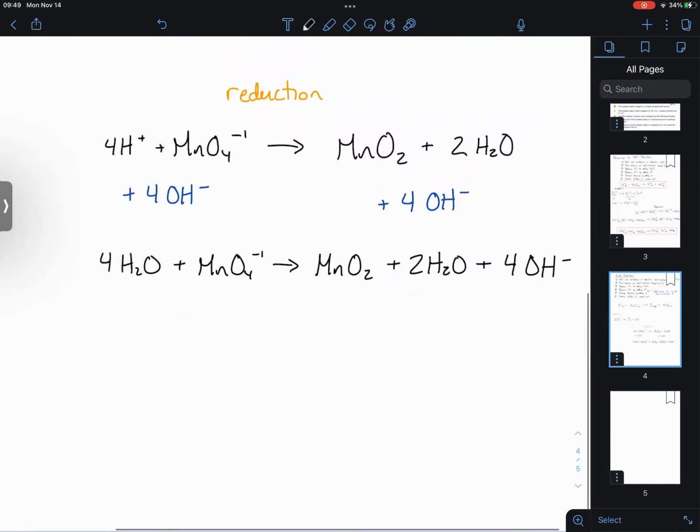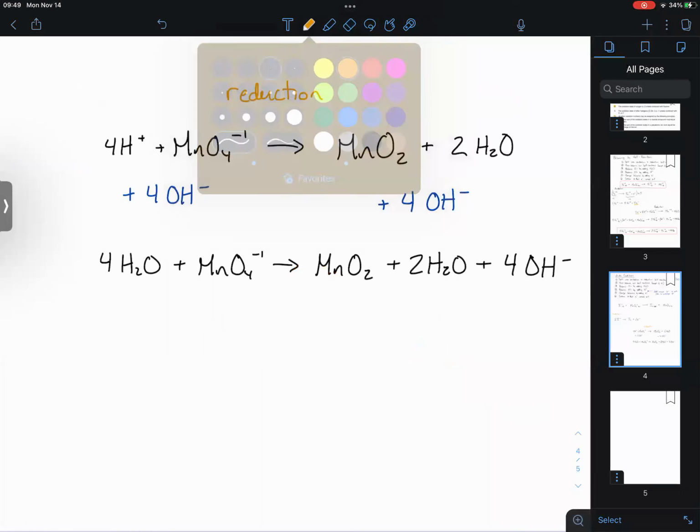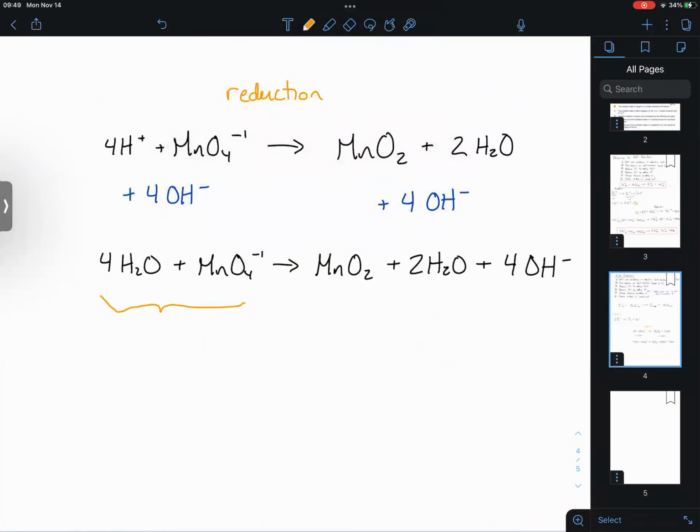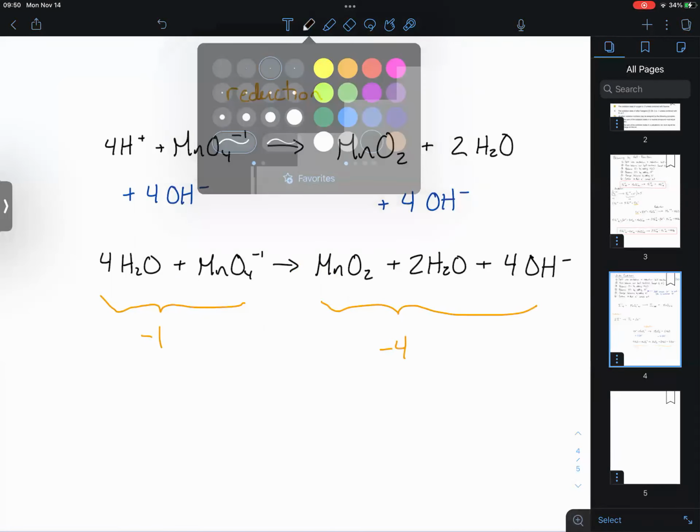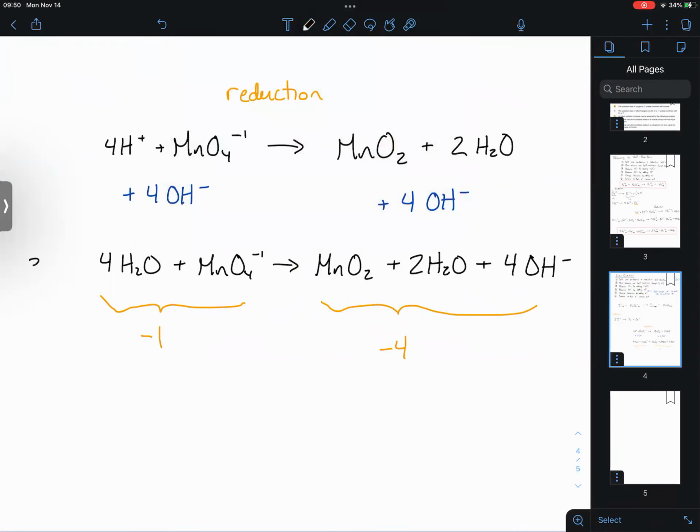All right, take a minute and charge balance our reduction half reaction. My net charge over here is just -1 because those waters are neutral. My net charge over here is -4 because I have those 4 hydroxides. So in order to charge balance this, I'm going to add 3 electrons to this side here. That will now make this -4 as well.